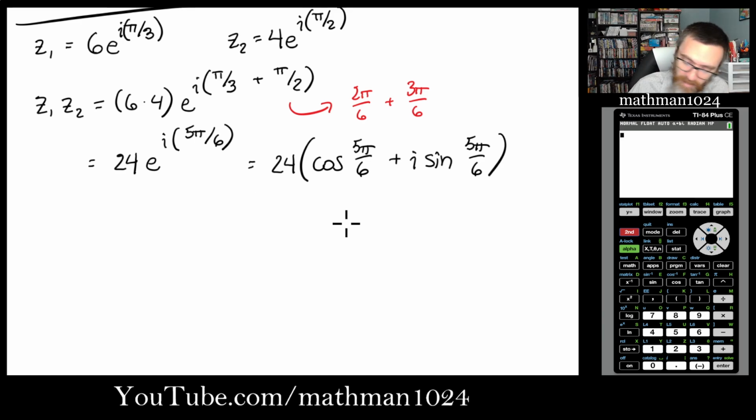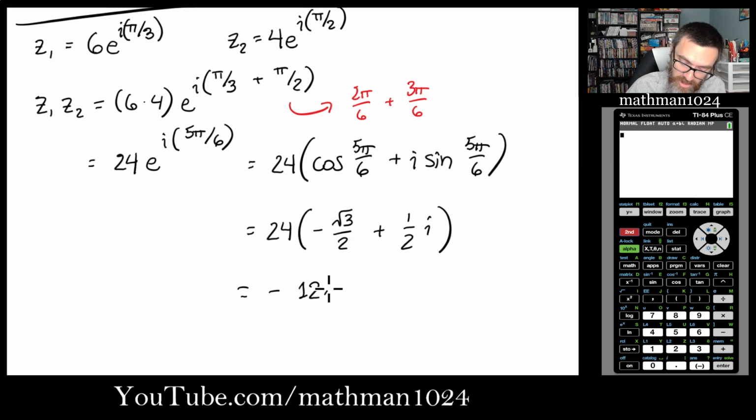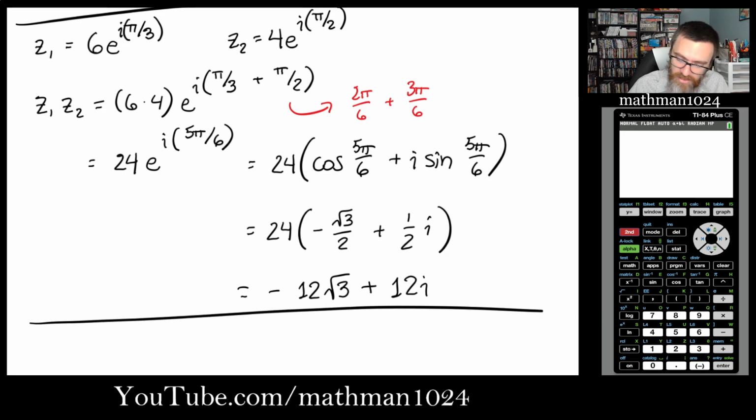I mean, I can. So if we were to keep on going with this, cosine of 5 pi over 6 is negative square root of 3 over 2. And sine of 5 pi over 6 is going to give us 1/2. So this is going to be 1/2 i. Multiplying gives me negative 12 square roots of 3 plus 12i. And we could use the graphing calculator to check this product to see if it does, in fact, give me that. But I'll leave that to you for an exercise.